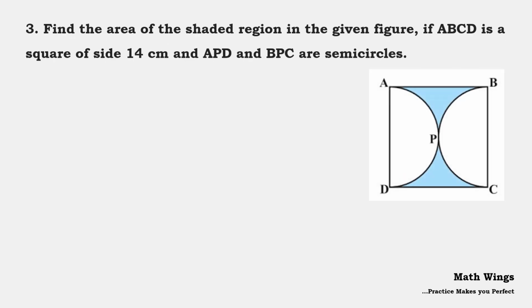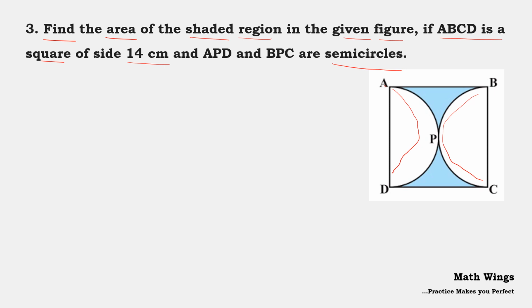Here is problem 3. Find the area of the shaded region in the given figure. If ABCD is a square of side 14 cm and APD, here we have A, P, D and B, P, C are the semicircles. Correct? Now let us see what they have given. They have given that ABCD is a square.